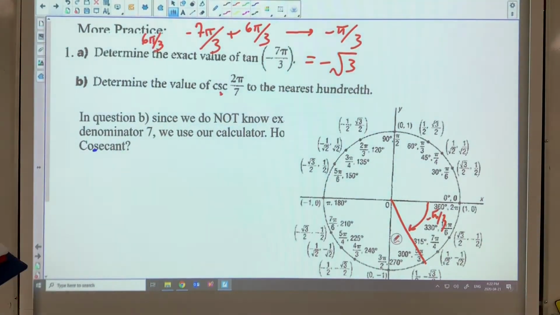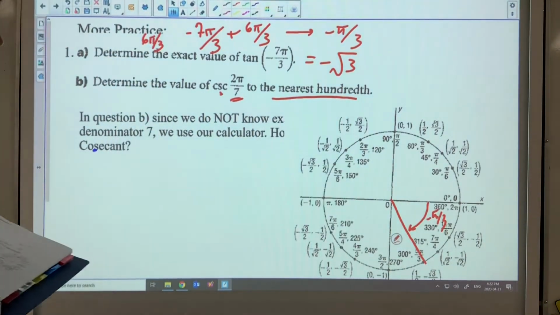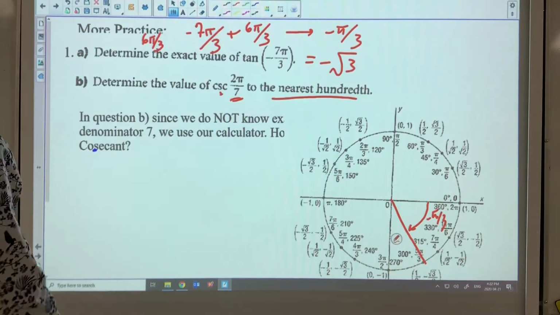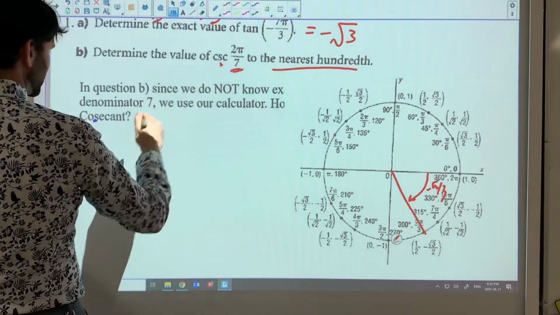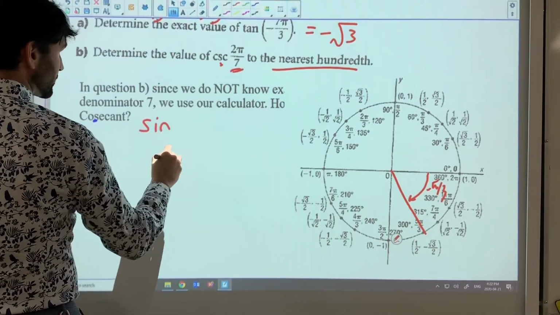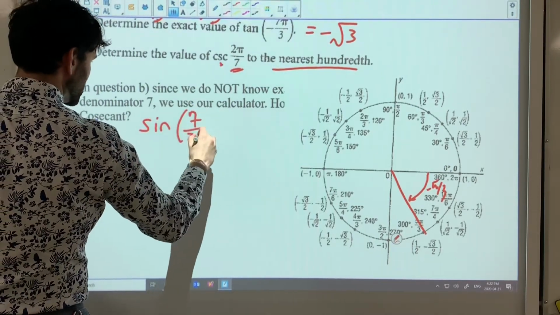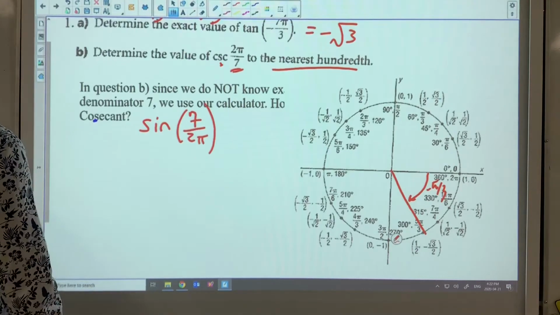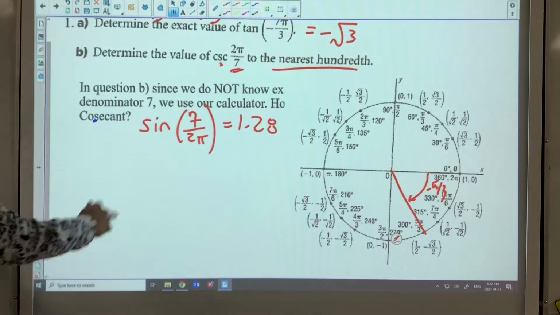So yeah, they can bring in the non-primary trig ratios. For cosecant, in question B, we don't know this one. It says estimated, or give it to the nearest hundredth. This is one that would come up on the calculator part of the test. But the question is, what do you plug in? Remember, cosecant and sine are reciprocals of each other. So if I do the reciprocal of sine, it would be equivalent. I would go to my calculator and type that in, and I do believe we get 1.28.